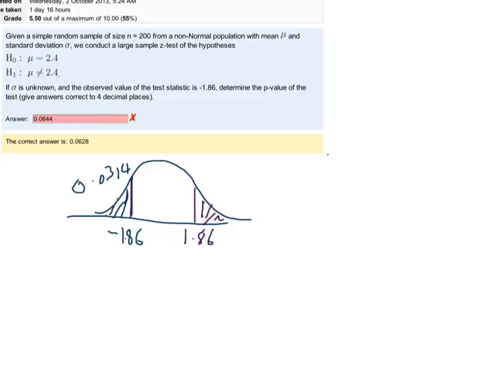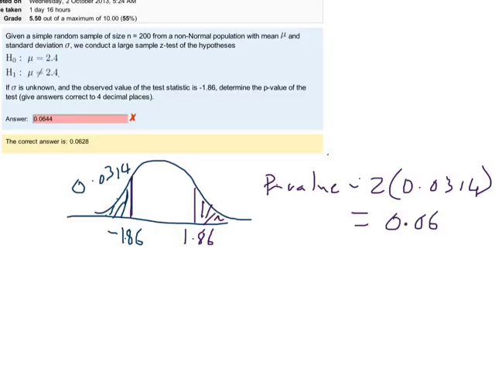So all we need is the p-value is going to be equal to 2 times 0.0314, which is going to be 0.0628. And we have the answer there, so yes, we've got this one right now.